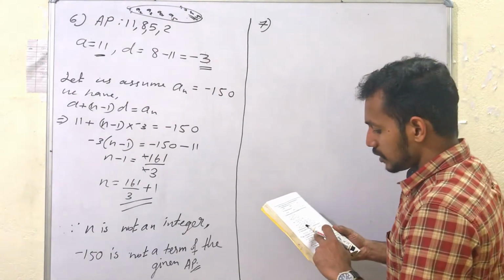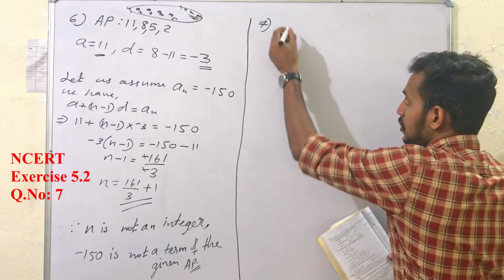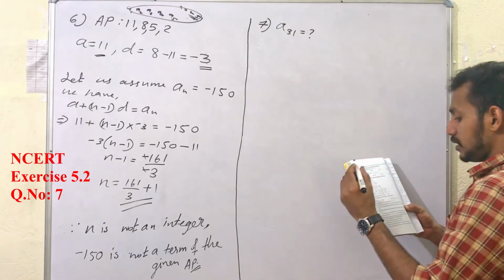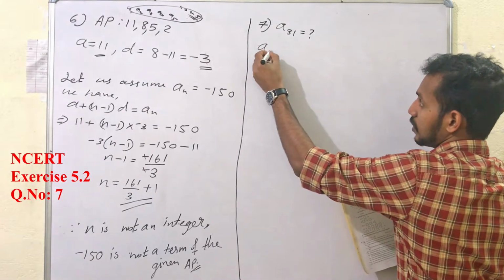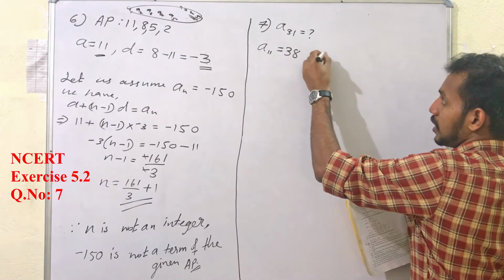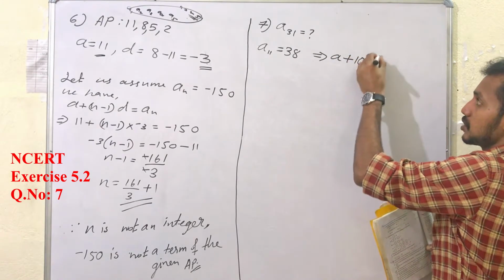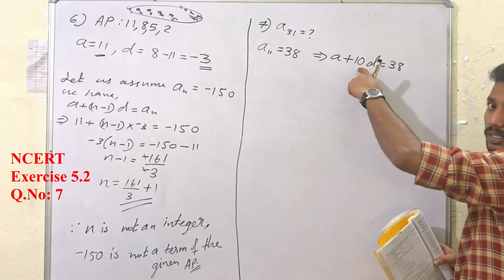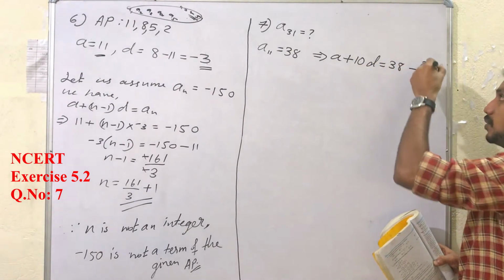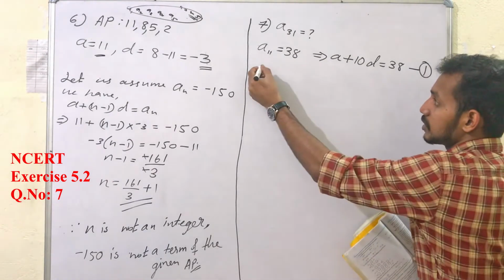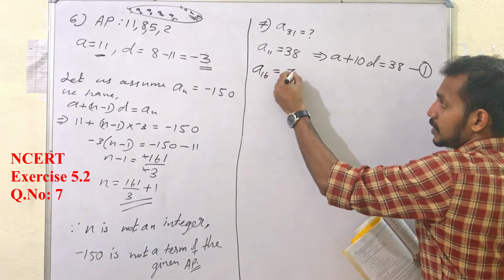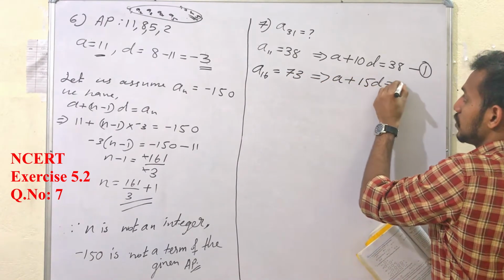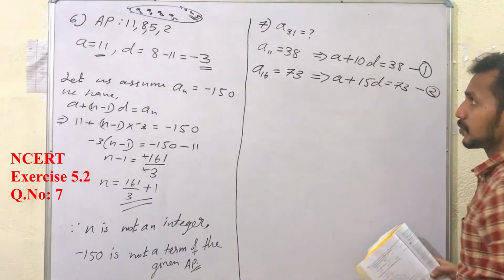Now here we have to find the 31st term, whose 11th term is 38. The 11th term is 38. That implies a plus 10d is equal to 38. That is, a plus 11 minus 1 into d, that is 10d, is equal to 38, equation number 1. And the 16th term is 73. That implies a plus 15d is equal to 73. This is the second equation.